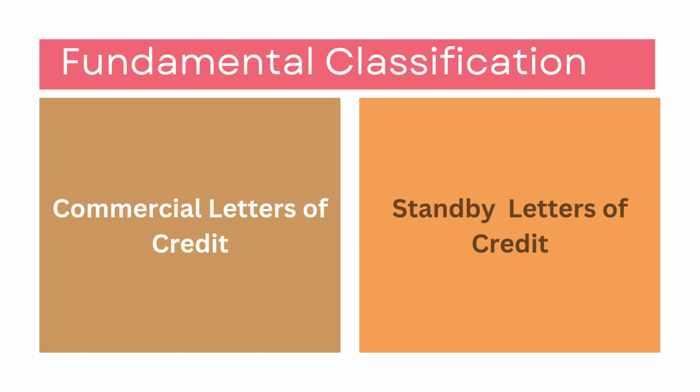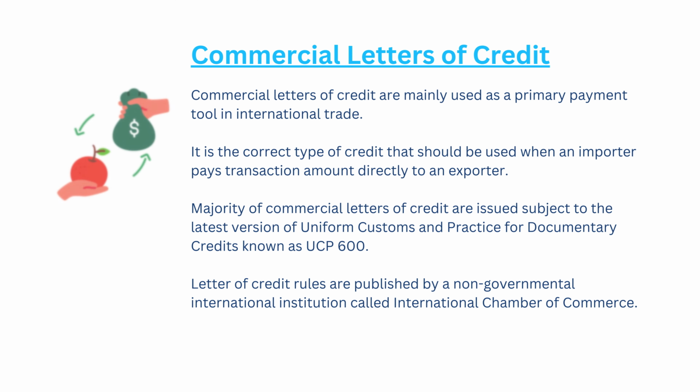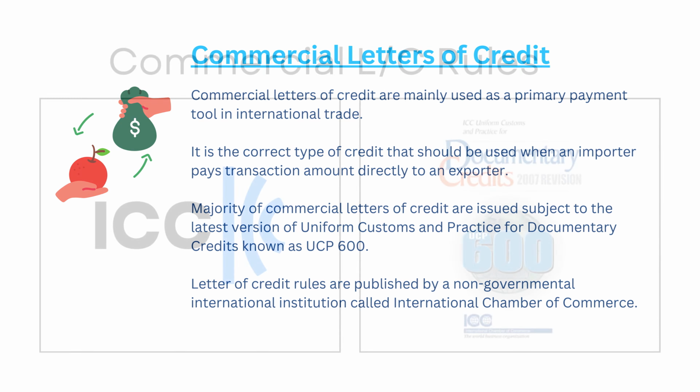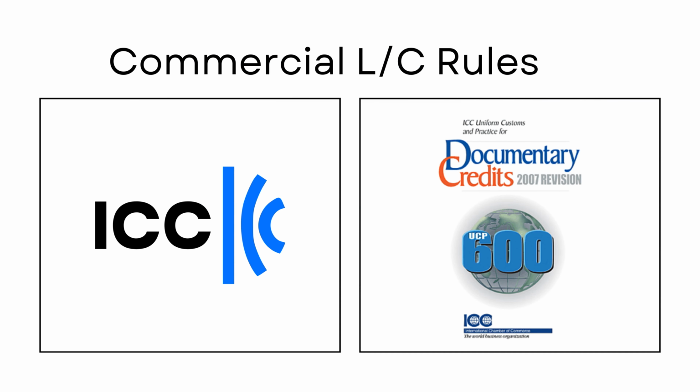Let's start examining the types of letters of credit in detail with commercial letters of credit. Commercial letters of credit are mainly used as a primary payment tool in international trade. It is the correct type of credit that should be used when an importer pays transaction amount directly to an exporter. Majority of commercial letters of credit are issued subject to the latest version of Uniform Customs and Practice for Documentary Credits known as UCP 600. Letter of credit rules are published by a non-governmental international institution called International Chamber of Commerce.